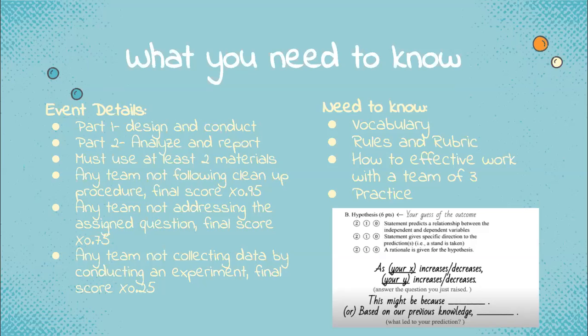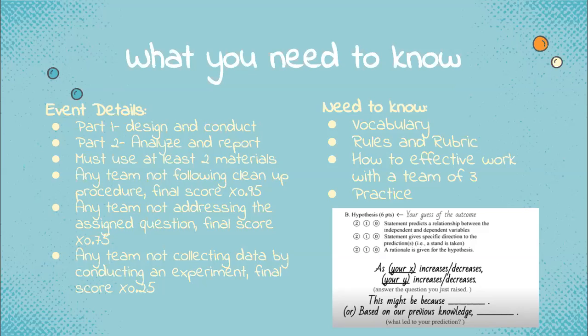Any team that did not address the assigned question, or whose answer is off topic, will have their final score multiplied by 0.75. And if a team did not collect data based on the experiment they conducted, their final score will be multiplied by 0.25. So please make sure you know those rules, keep in mind that you should be following the rules on the CLE rubric, and again, go over the rubric. It's super important. I also linked 3 video links on the review packet, and those videos tell you strategies or give a big rubric review. So please make sure you go through those videos.